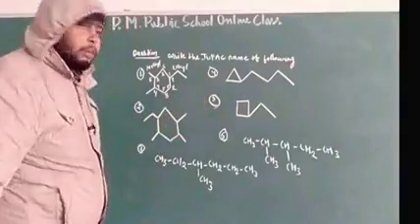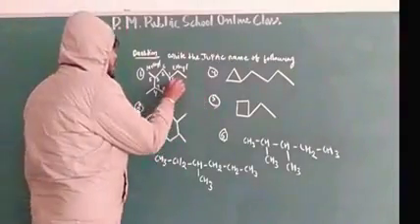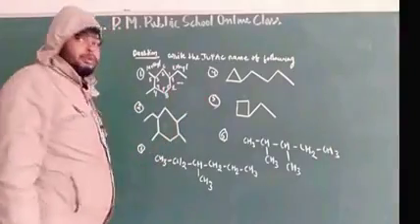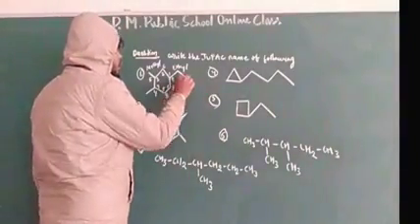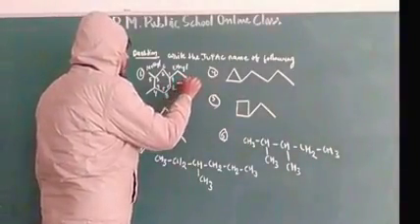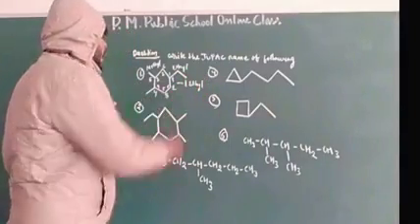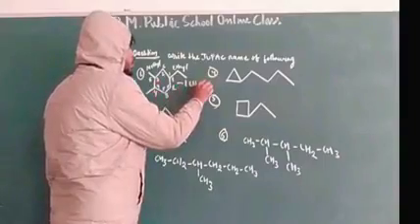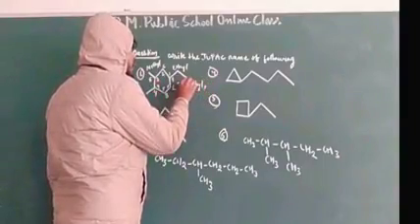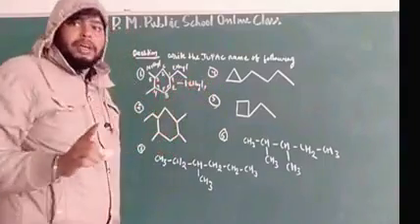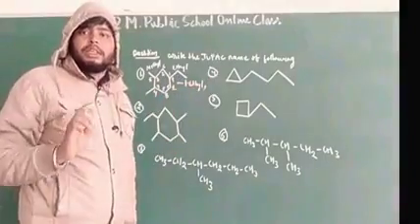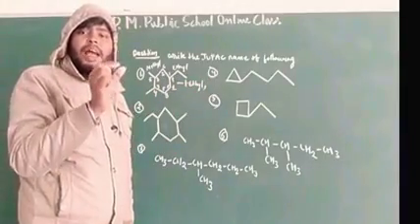For the naming, guys, you have to write the answer here. You have to write 1-ethyl, and 3,4. You have to put commas between the numbers, and between numbers and alphabetical names you have to use a hyphen.